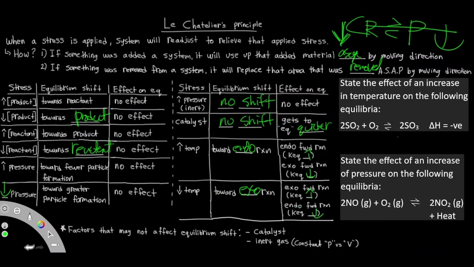All right, so let's have a look at some examples. Take the effect of an increase in temperature. Okay, if you have an increase in temperature, obviously this is exothermic because delta H is negative here. K is going to decrease, so it's going to go towards the left. How about an increase in pressure? Well, we have an increase in pressure here. It's going to go towards fewer particle formation. This has 3 moles. This only has 2 moles. Which one's less? Obviously here, so it's going to go towards the right.